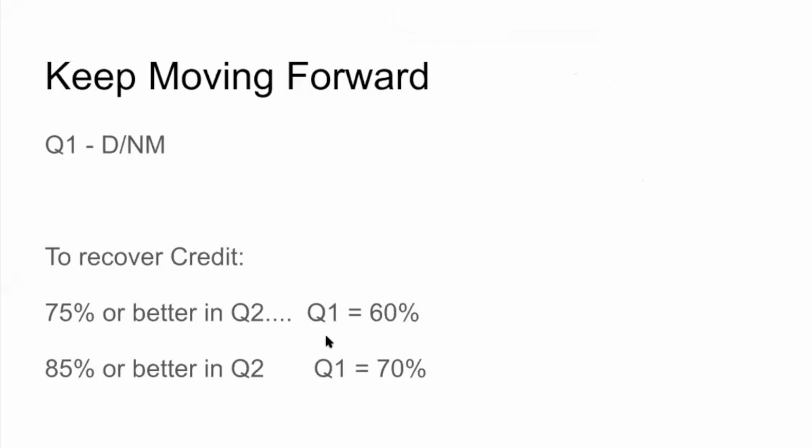So to recover credit for quarter 1, in this quarter, you need to just focus on this quarter. If you get a 75% or better in quarter 2, I will change your quarter 1 grade to a 60% if you are one of the D's or no marks. If you get an 85% or better in quarter 2, I will change your grade to a 70%.